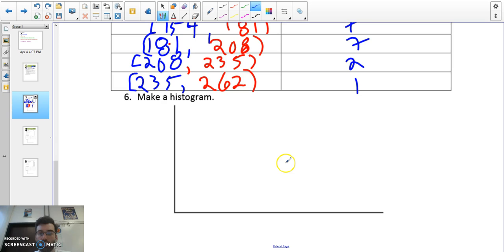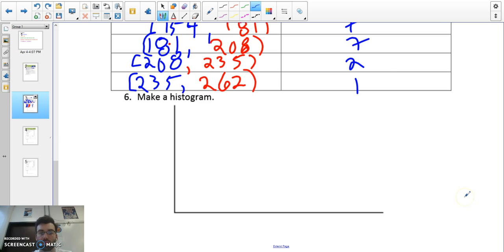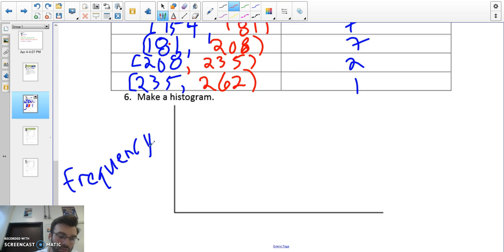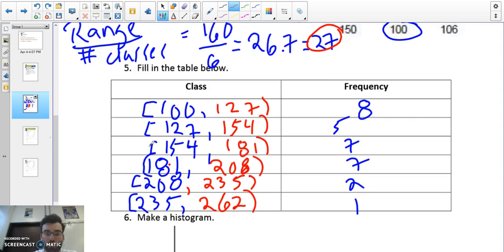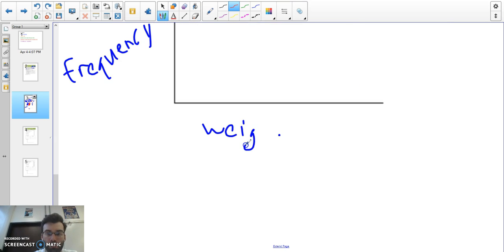When we make a histogram, we're going to take all of these and plot it in a bar graph on our graph. You want to label your y-axis, your frequency. Frequency and whatever you're measuring here. We're measuring weight here, so my weight will go downstairs.